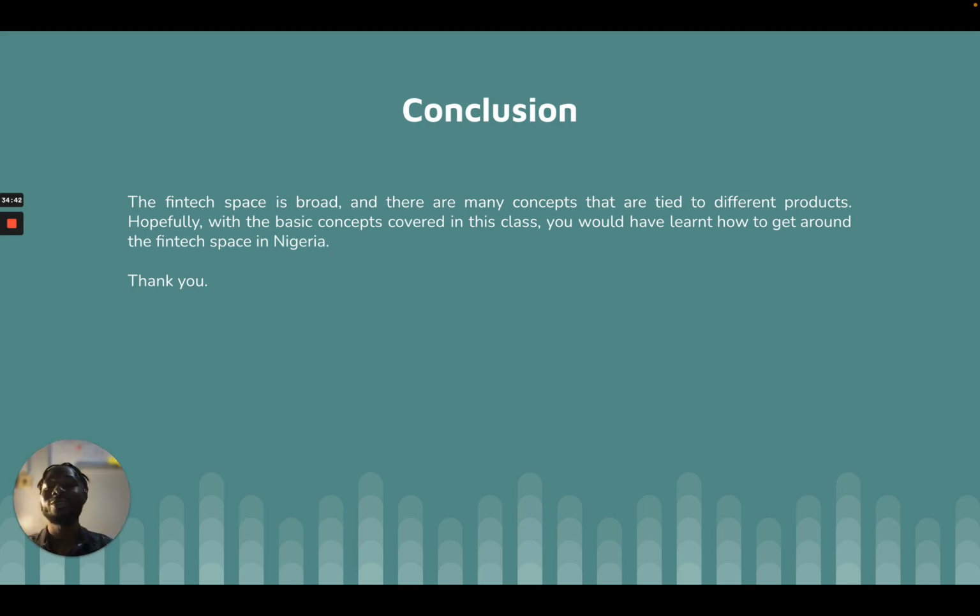Yeah, so in conclusion, the fintech space is really broad. We've been able to talk through just some of the basic things, hopefully to give an eye opener into some of these things, bring them together, and make them make sense to you if they weren't making sense to you before. Now there are so many concepts tied to different products. You need to understand that different products have different concepts behind them. So you need to know when you're looking at a checkout product, an API product, a bank, maybe a bank with transfer. The terms for a bank with transfer will be different from terms for card processing, card acquiring, right? So you need to understand these things.